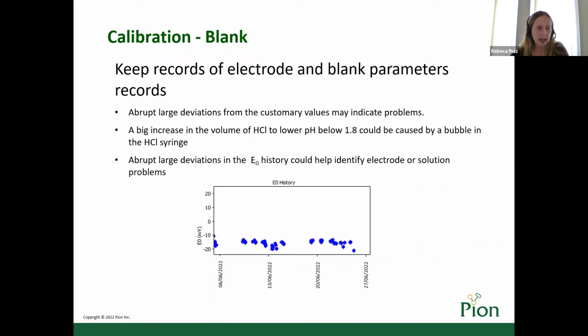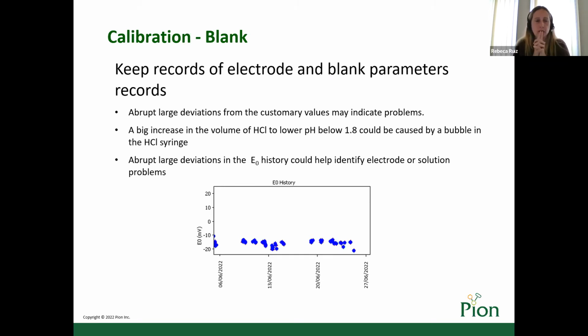It's highly recommended to keep records of the four parameters from the blanks: the volume of the acid used to adjust the initial pH to 1.8, the acid concentration factor, the carbonate, and the millivolt readings from the electrode. Because if abrupt large deviations happen, this will indicate problems in the system.